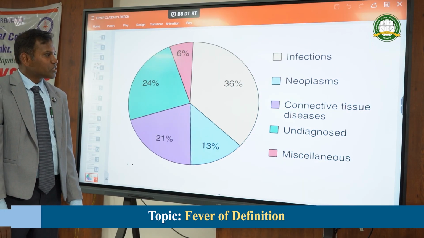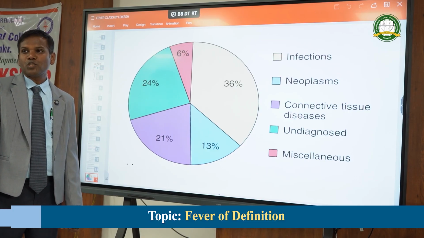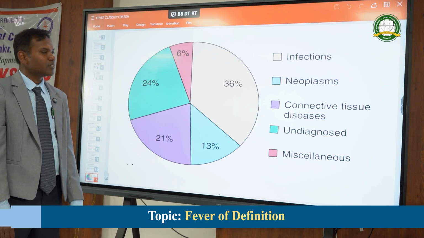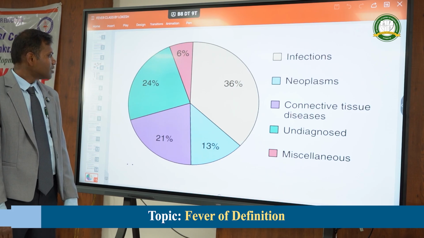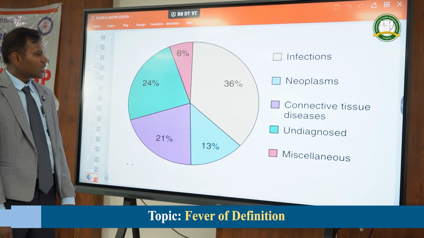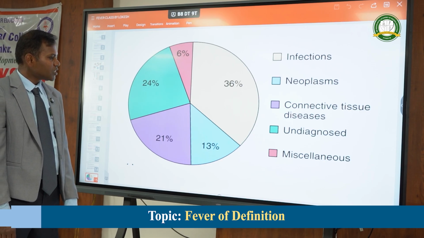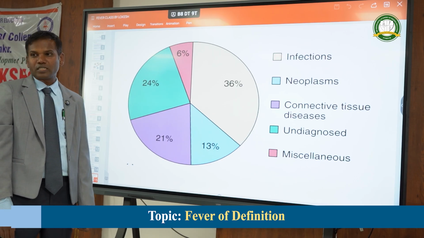So, this is a chart for you people. What are the commonest causes of pyrexia of unknown origin? It is suggesting that 36% are infections, almost 24% are neoplasms, 21% are connective tissue disorders, miscellaneous 6%, and undiagnosed is also almost 24%.